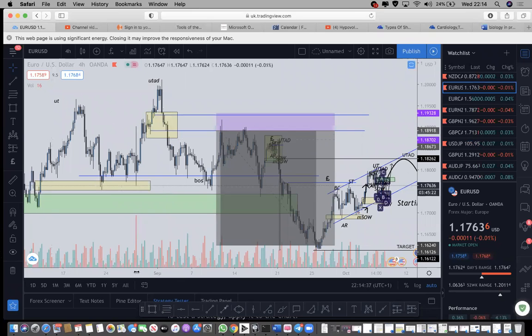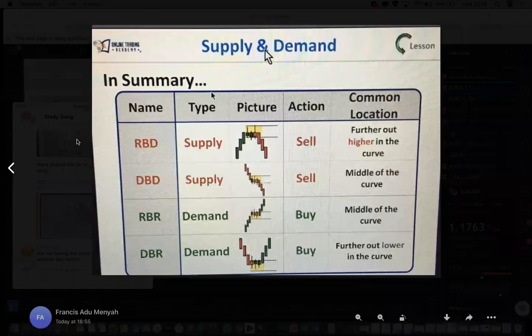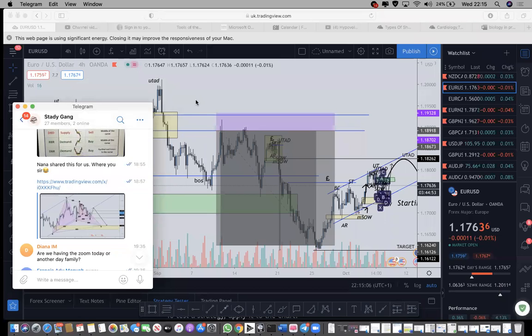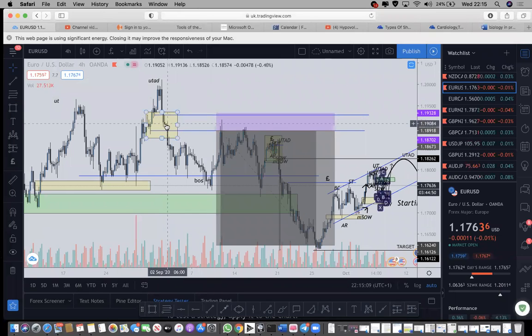Oh yeah, somebody hasn't got the picture. This is the picture I'm talking about, Antonia. So your drop, base, drop: drop, consolidation, drop. This is what I'm talking about. What do you have here? Drop, consolidation, and a drop. Okay, so it's like a re-entry. Yes, it is like a re-entry.